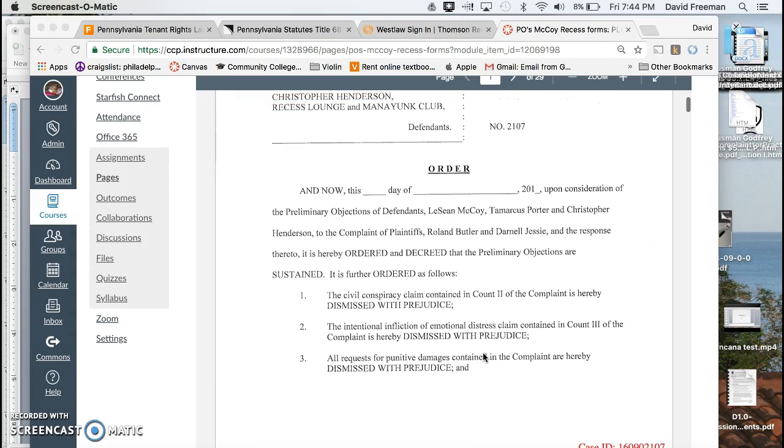So much for orders. They're an important part of everything. At this point, when it's not signed yet, it would be a proposed order. And that sort of thing will accompany any motion or any preliminary objection you make.